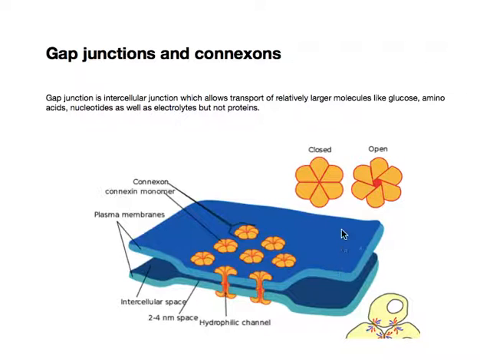Imagine that this is a cellular surface and this is another cellular surface. This is the plasma membrane. So these are essentially the units of gap junctions. This is one unit and this is another unit. So literally these two units together form the gap junction. And each of these units is named a connexon.